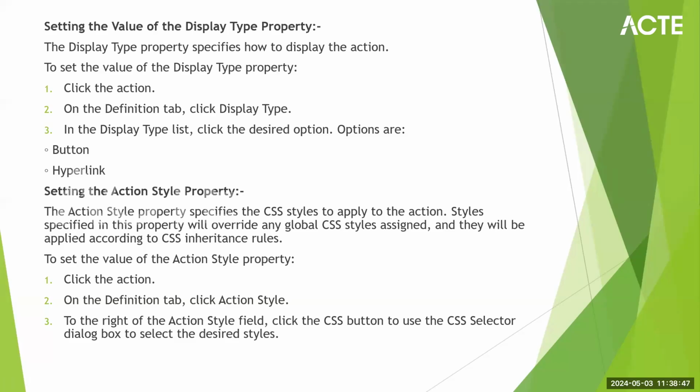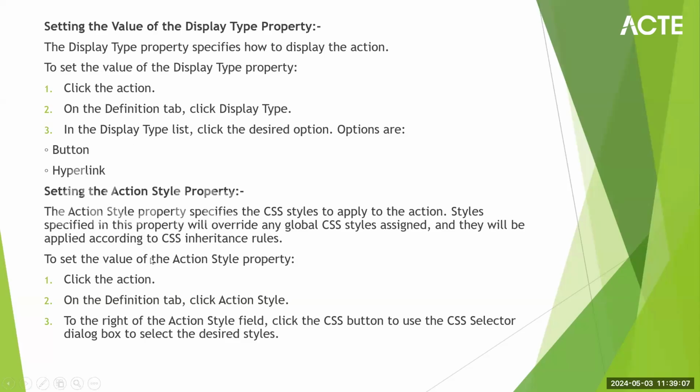How do you do it? Click on the action definition tab, click on the display type. In the display type list, click on the desired option, whether it is the button format you want or hyperlink format you want.